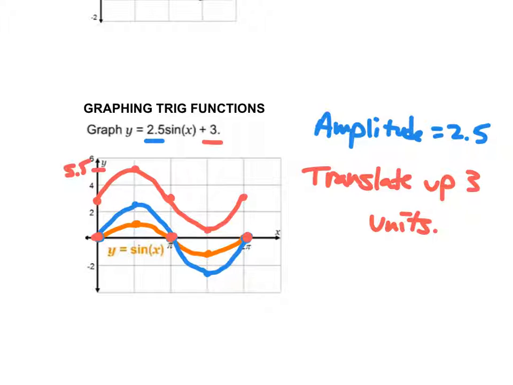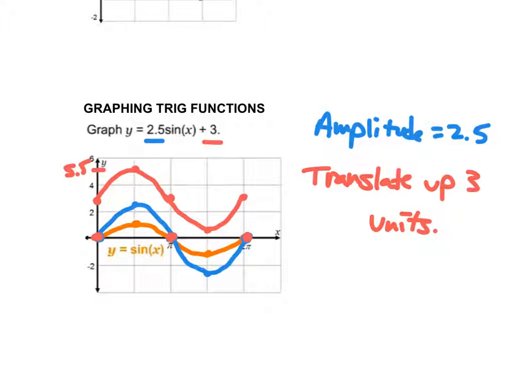All right, and let's talk about what I just did. Here's my normal sine function, okay? I increased my amplitude to 2.5, so I stretched it out. And then what I did is I translated this graph up 3 units. So each one of these points went up 3 units on the graph.